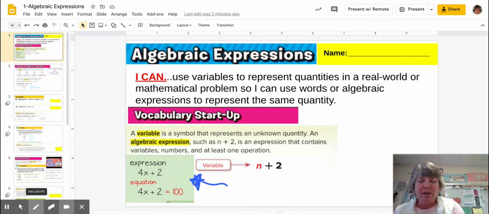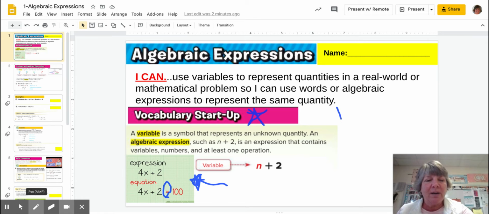Notice an expression would be something like 4x plus 2. However, an equation has an equal sign in which I am going to solve for an x or a y or some sort of a variable. All right, speaking of variable, it's in our vocabulary startup. And so looking right here, I see a variable is a symbol that represents an unknown quantity. So a variable varies as to what it stands for.